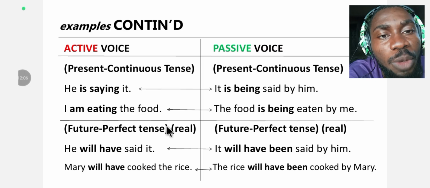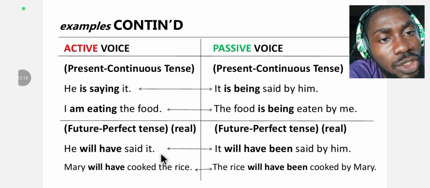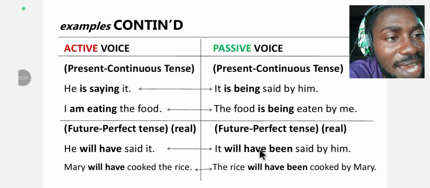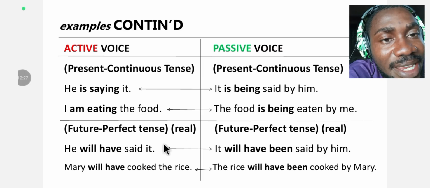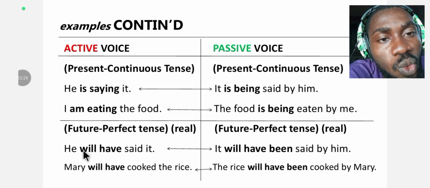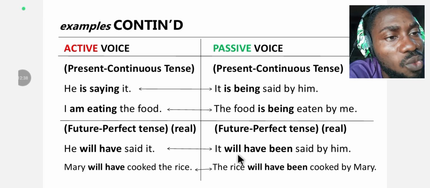Let's look at future perfect tense. The first example here is, he will have said it, under the active voice. Let's convert this, he will have said it, to a passive voice: it will have been said by him. The same tenses. Tenses maintained. Will have is the tense. Future perfect tense. Will have been. The same future perfect tense.